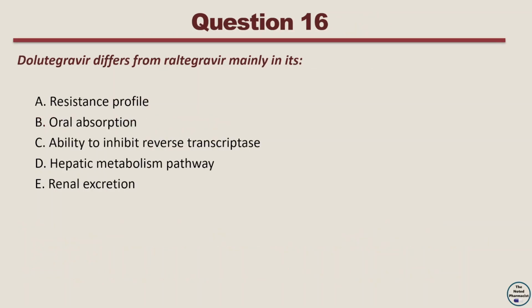Question 16. Dolutegravir differs from raltegravir mainly in its: Option A, resistance profile. Option B, oral absorption. Option C, ability to inhibit reverse transcriptase. Option D, hepatic metabolism pathway. Option E, renal excretion.